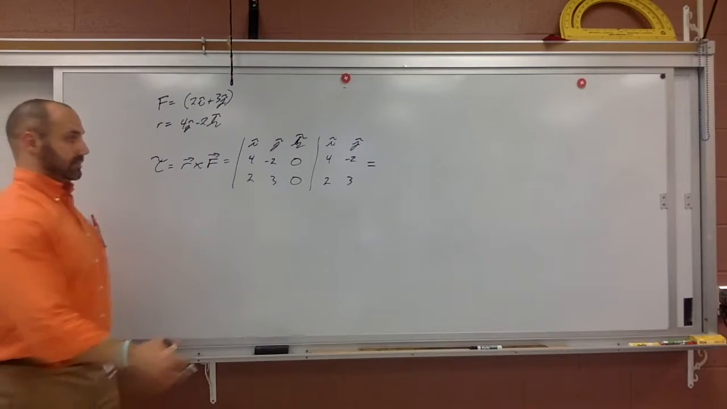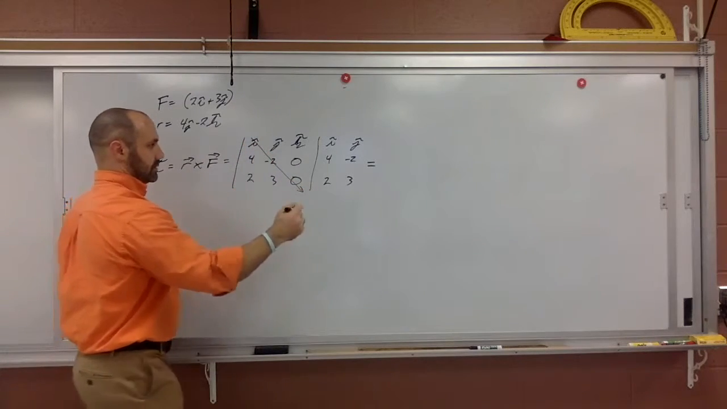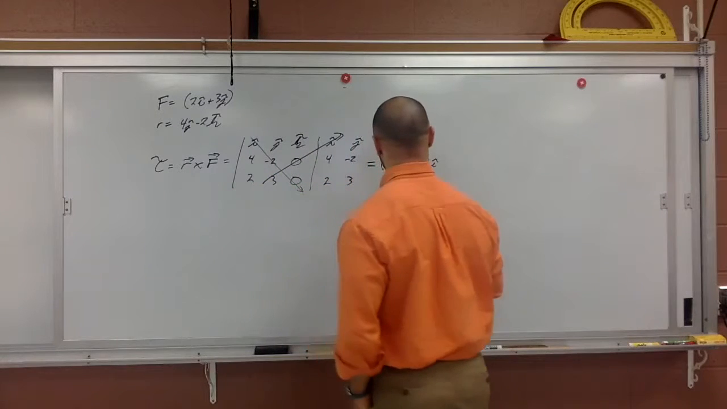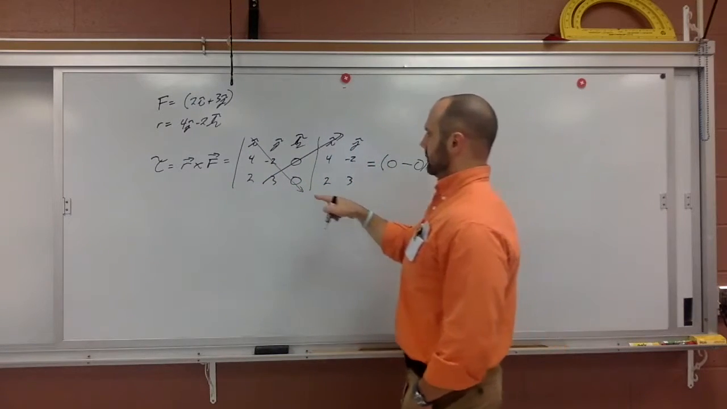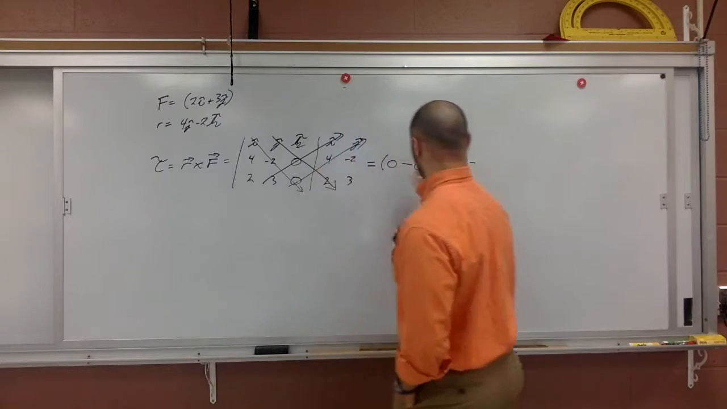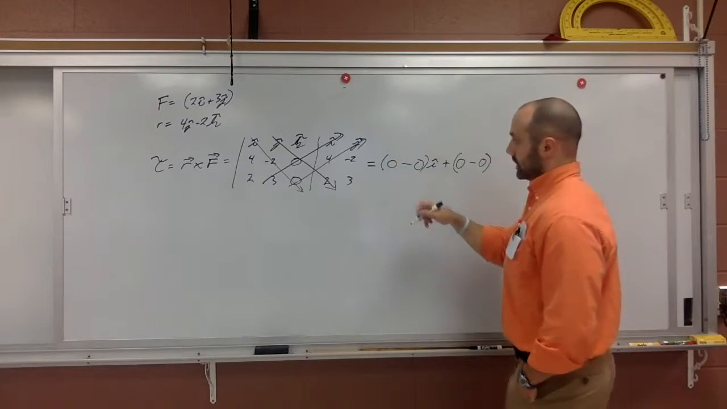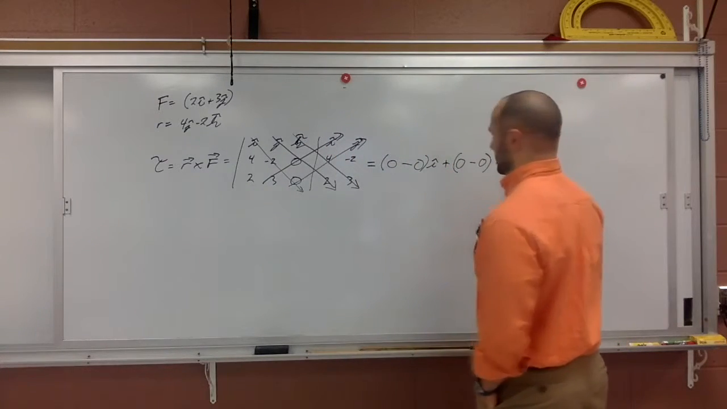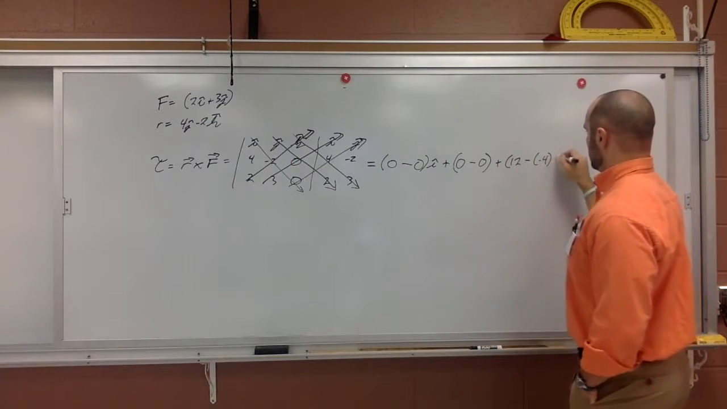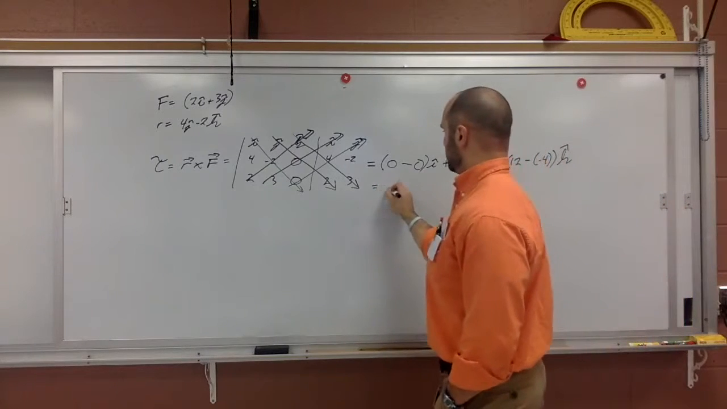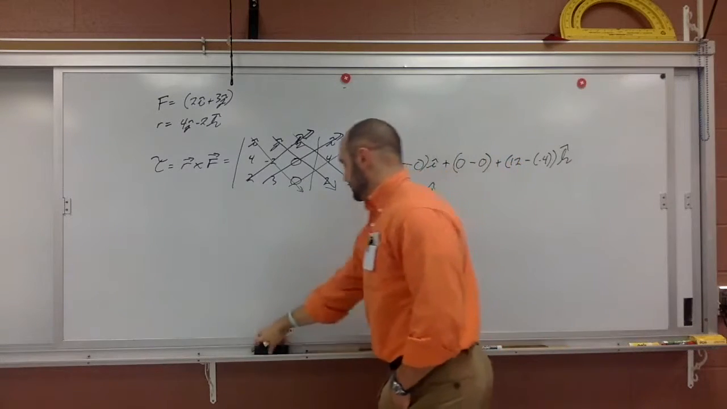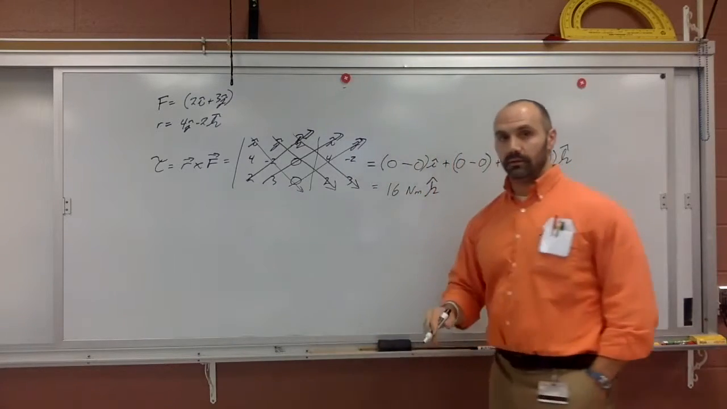Okay, so now when we're finding I, I'm going to go this way. Well, that's easy. That's 0. So 0 minus, and I go up this way. Again, I get 0. Plus, for J, I go down this way. 0 times 2, that's 0. Minus, and then the other J, again, 0. And then so now I'm going for K. So I go down this way. So this is 4 times 3. So that's 12 minus, and then I go up this way. 2 times negative 2 is negative 4. So I simplify this whole thing, and I get 16 Newton meters in the K direction.